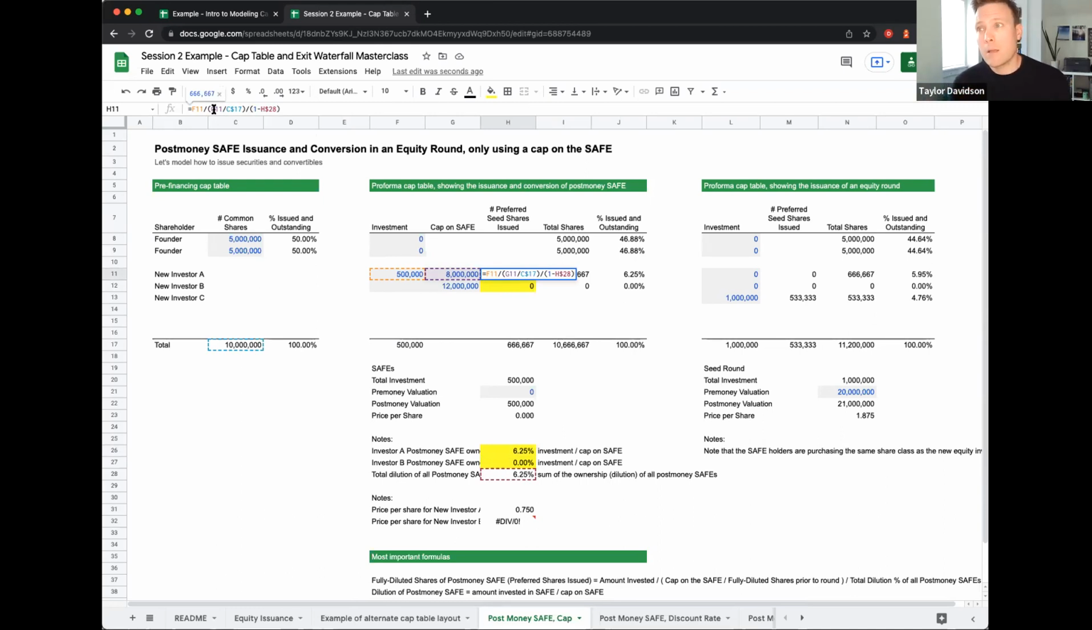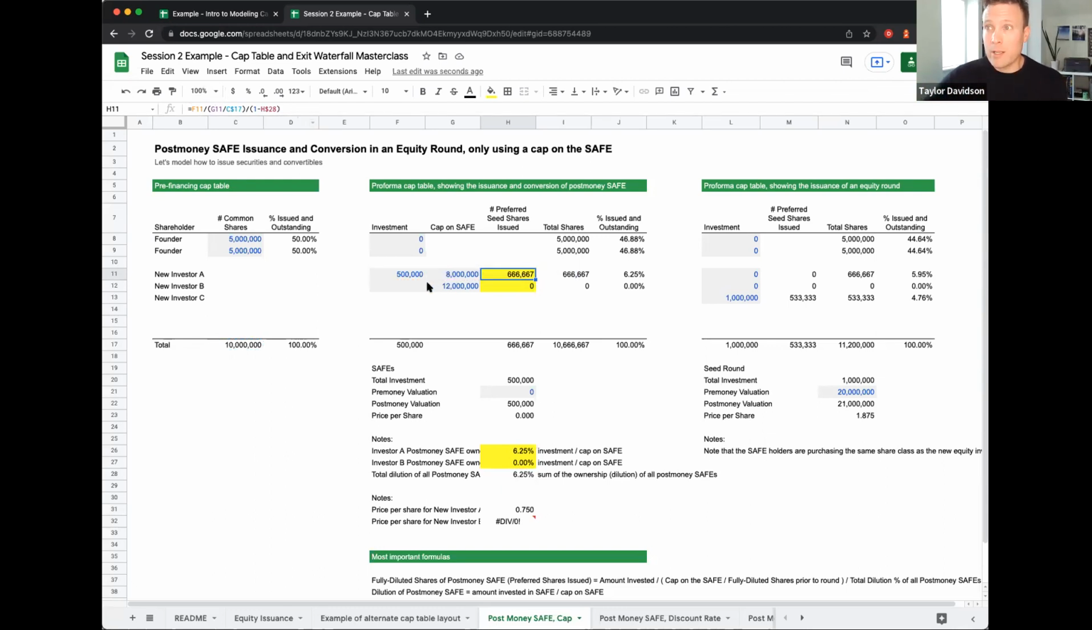It's divided by the price per share, which is the post-money cap of the round divided by the number of common shares that exist prior to the round. That's the share price. You divide that by 1 minus the dilution. Technically, it's the total dilution of all post-money safes converting into the round. That figures out the share price. Then you take the amount you're investing divided by the effective share price, and that gives the number of shares issued.